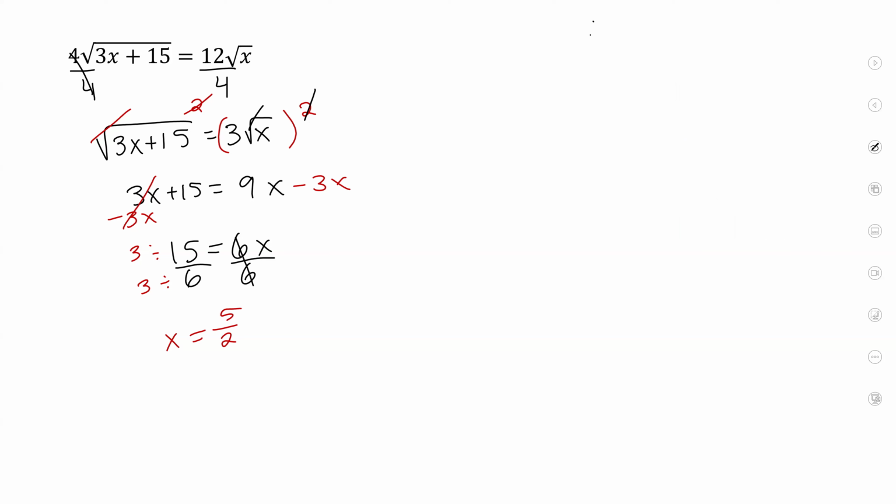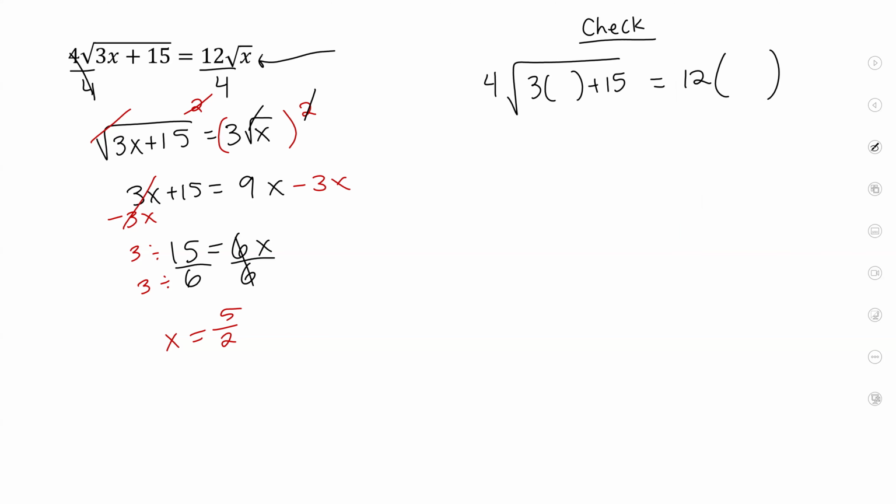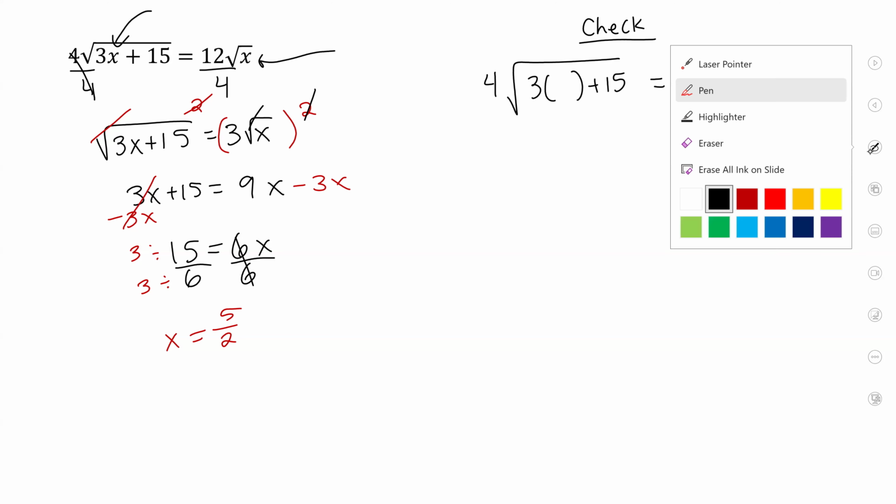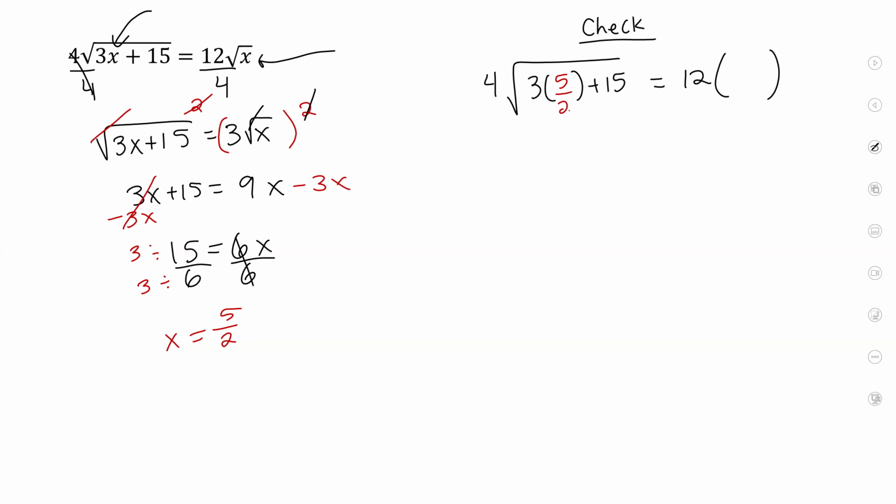Now I'm going to check this one with you. This one's a little bit more complicated because we have some fractions. But just follow along. Everywhere that I have an x, I'm going to plug in 5/2. Oh, and I forgot this symbol. Okay, so let's evaluate. 3 times 5, this is 15 over 2. Everything else, I'll just bring it down.